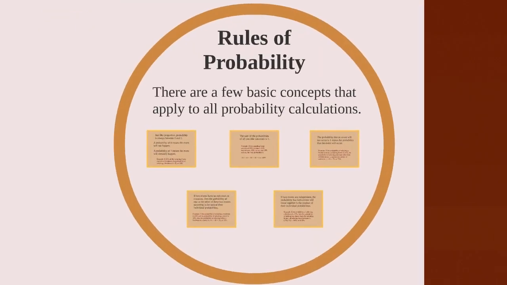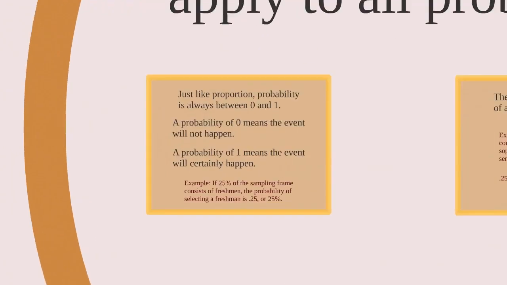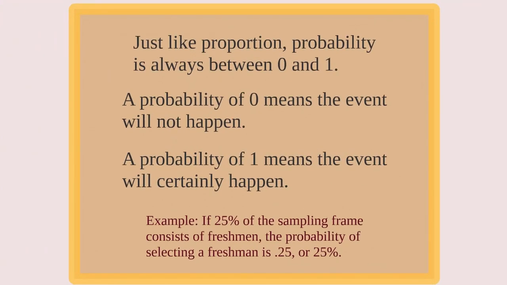In fact, there are many more than I'm going to present, but these are some of the basic rules that you should know because they're what we're going to need in the future. These apply to all probability calculations. Just like proportion, probability is always between 0 and 1. That should make good sense since we have related probability to proportions when we repeat events over and over again.